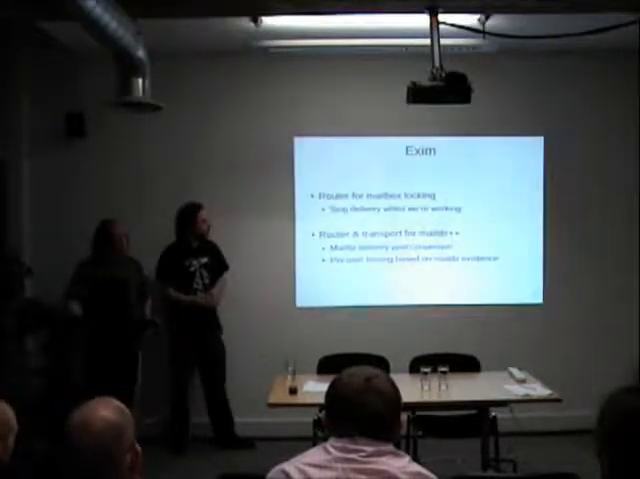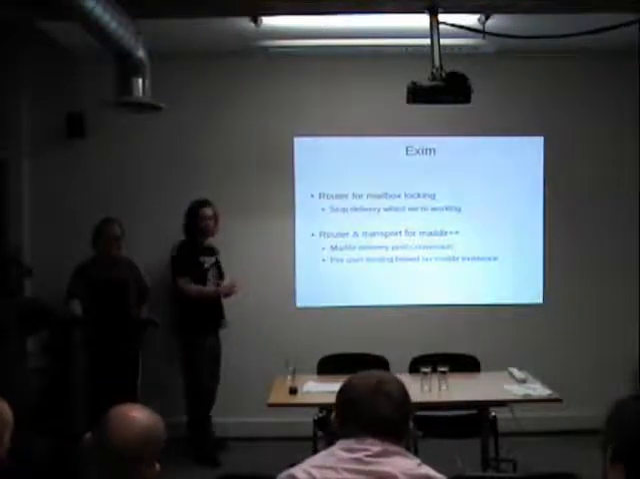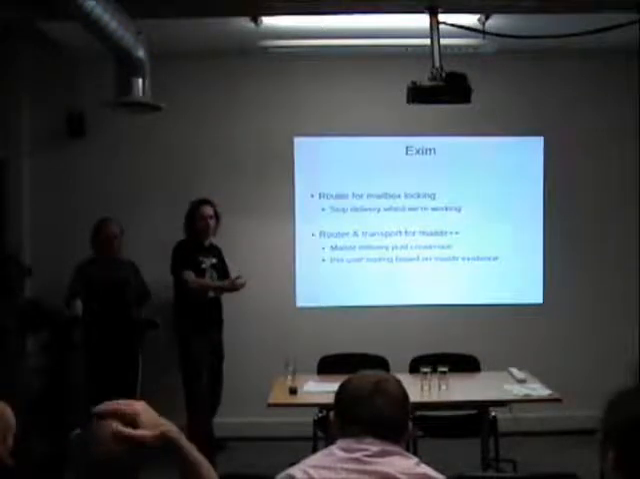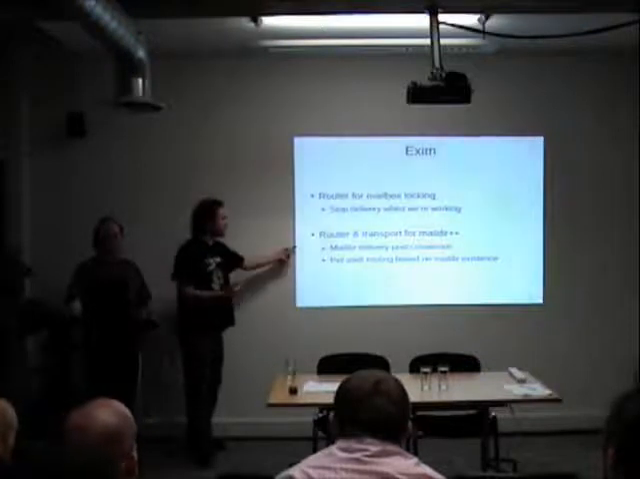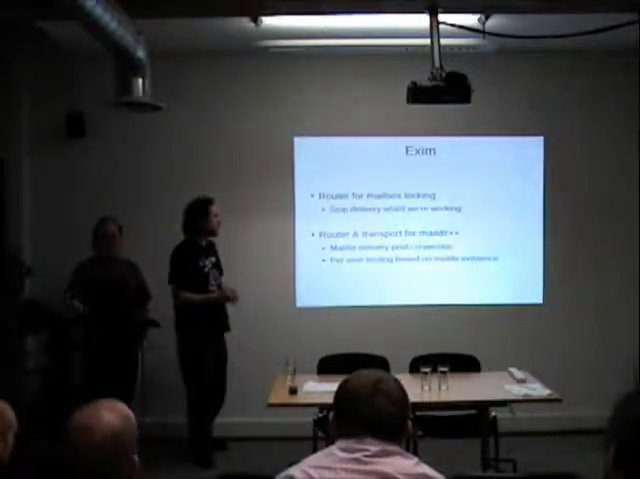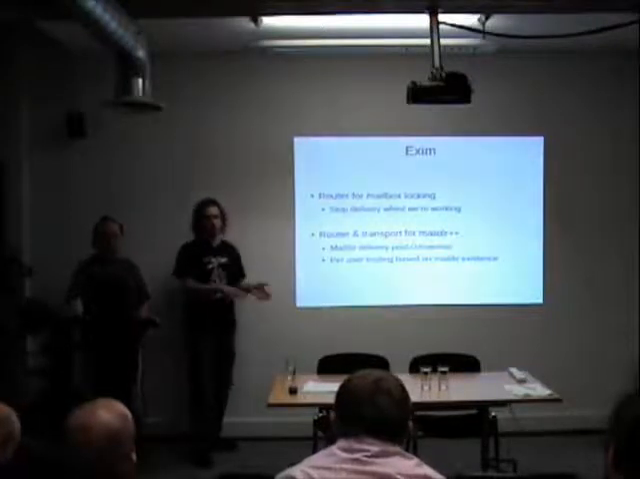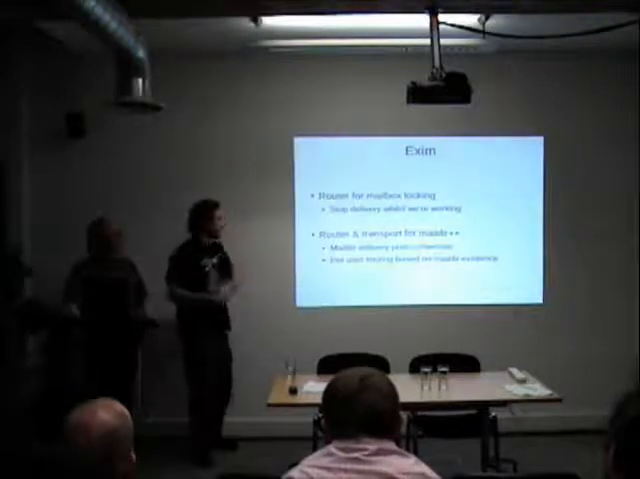Okay, so Exim. For Exim, we did 2 things. We added a router for mailbox locking, which basically allowed us to say, don't deliver to this mailbox, delay the message on the queue, because we're working on the mailbox. And then we also added a Maildir++ router, which checked for the existence of a file and then delivered to Maildir if the file existed. Or directory, rather.